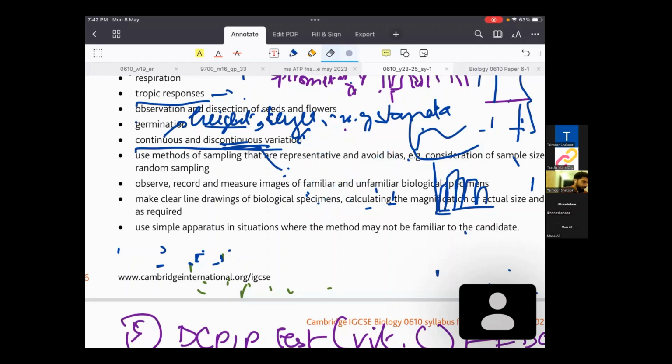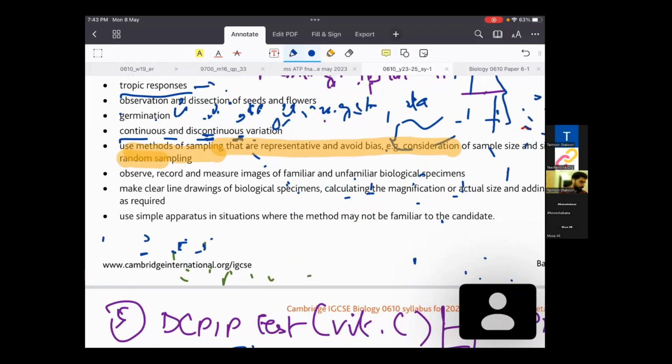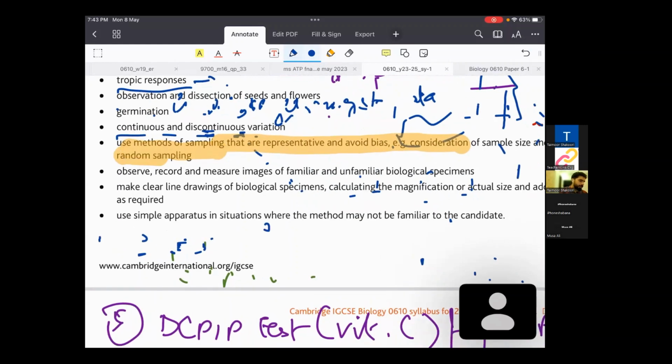Moving forward, finally, if you look at this final aspect, it says use methods of sampling that avoid bias. Not a lot of questions have come here. Maybe some from 0610, but I hardly doubt many of these questions have come in 5090 before. So without going into too much detail, just remember that sometimes ecologists have the task of counting the number of a particular organism. So they have to find out the abundance of a particular species in an area.